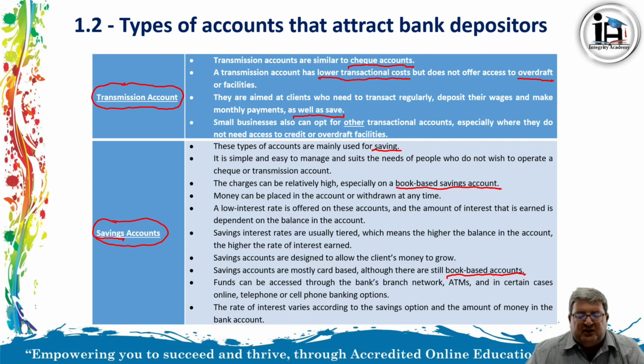So also, with a savings account, people also got the book. Some people prefer that. Funds can be accessed at the bank's branch network, ATMs, and in certain cases, online, telephone, or cell phone banking options. The rate of interest varies according to the savings option and the amount of money in the bank account. Once again, the more money, the better interest you get.